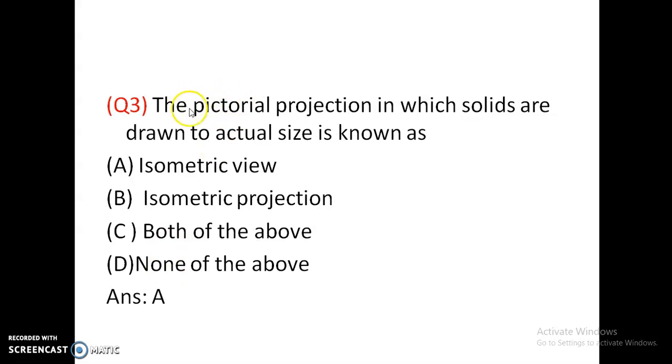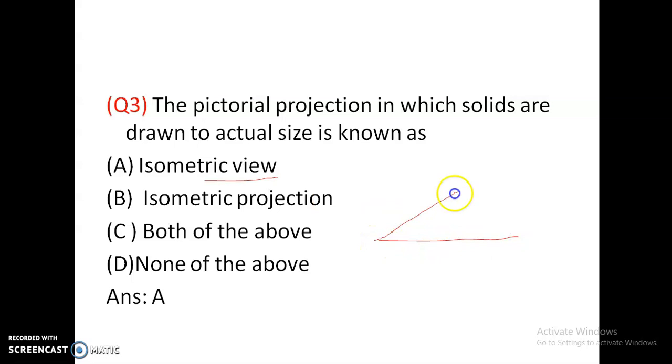Third question, pictorial projection in which solids are drawn to actual size is known as: isometric view, isometric projection, both of the above, none of the above. In pictorial projection, the solids are drawn to actual scale. If it is drawn to actual scale, it is called isometric view. If it is drawn to isometric scale, it is known as isometric projection.